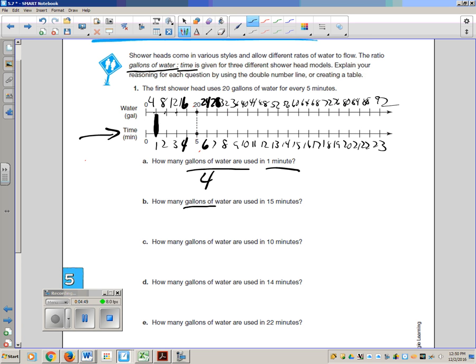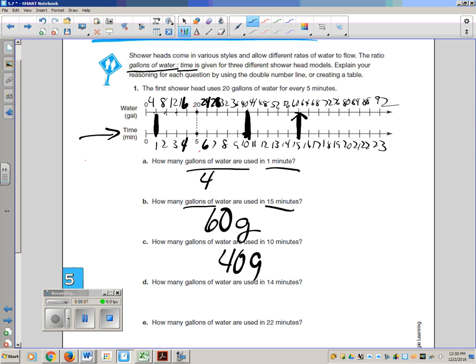How many gallons of water are used in 15? Here's 15. I look straight up. Did the work right. That would be 60 gallons. How many gallons of water are used in 10 minutes? Here's 10.